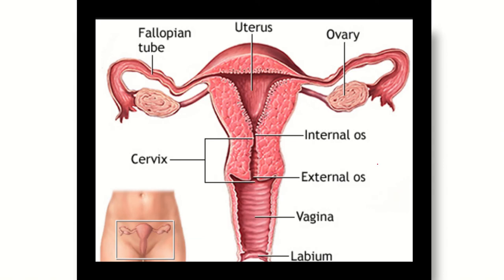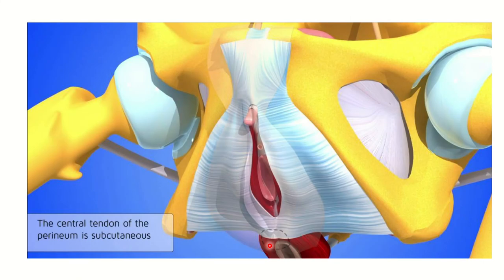We can see this is a uterus which is present in a female, in the pelvic cavity, and it is supported by different structures preventing the uterus from going downwards. And here we can see different parts of the uterus, such as the body, ovary, fallopian tube, cervix, external and internal os, vagina, and the labia minora. So let's see the structures which support the uterus.